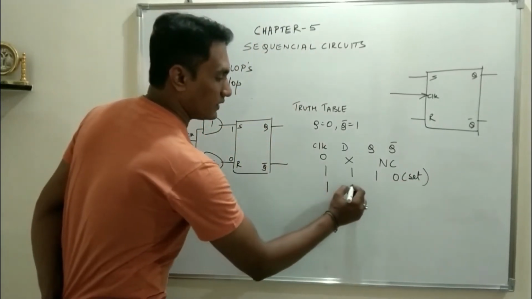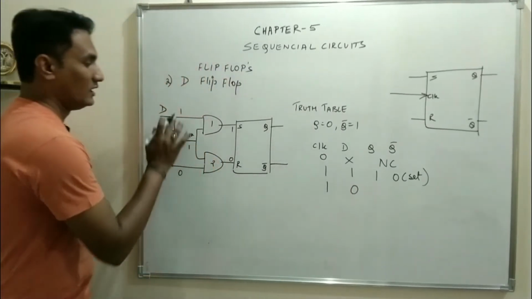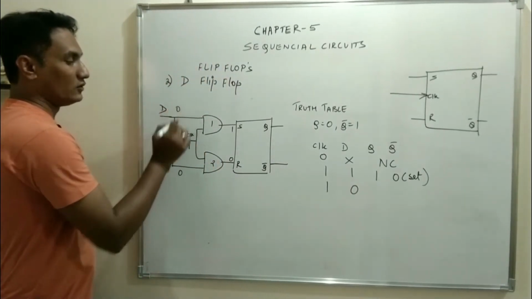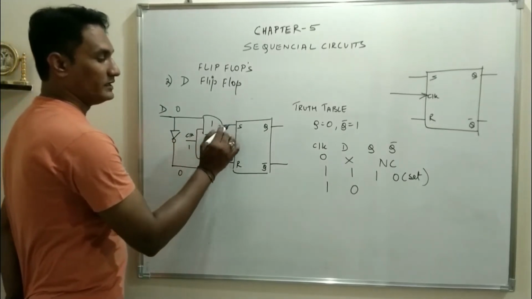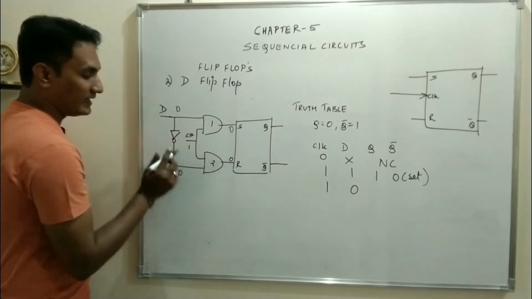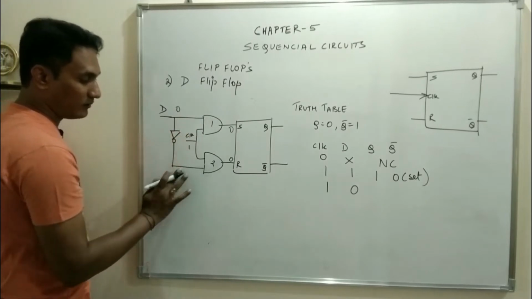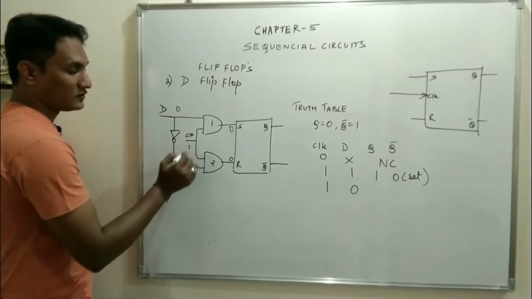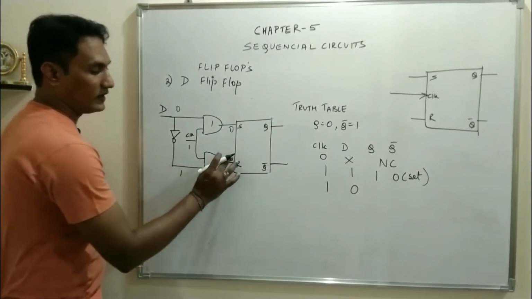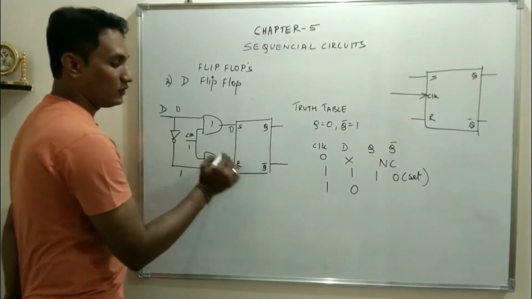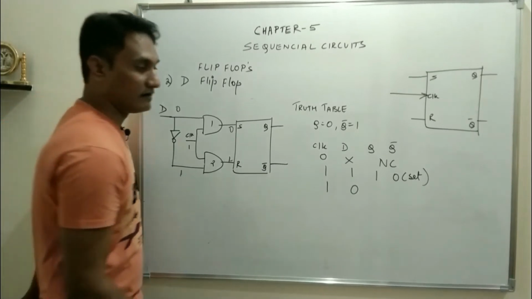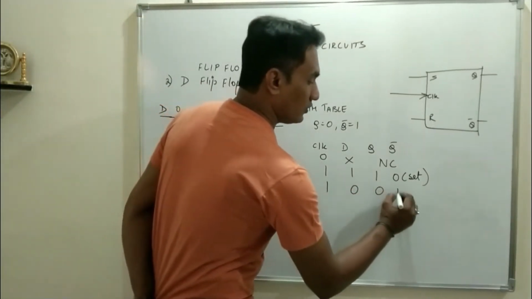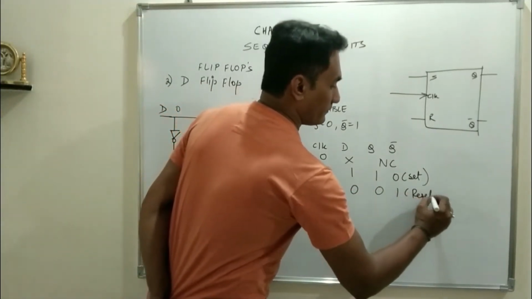Similarly, when clock is 1 and D is, say, 0. So when clock is 1 and D is 0, for the first AND gate, input is 0 and 1, so it will be 0. And for the second AND gate, the 0 will be complemented at this point, so it will be 1. So for the second AND gate, the input is 1 and 1, the output will be 1. So S0 R1, trigger has been given to R. R stands for reset, and reset means Q0, Q bar 1.